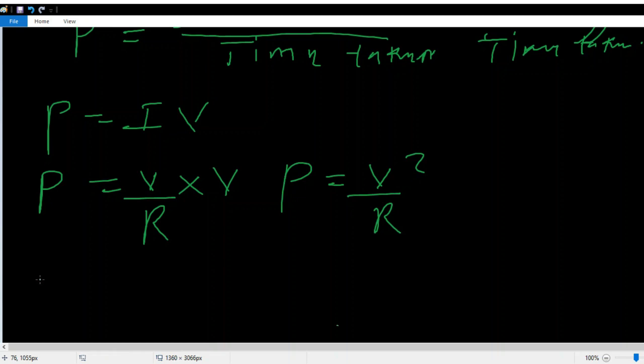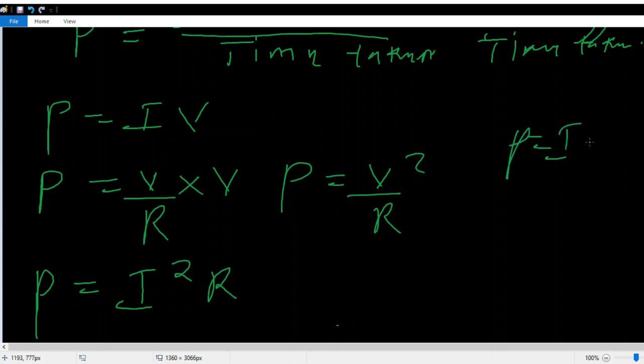The other formula, you can say power is equal to current squared times resistance. Let us come back to this one. We know that power is equal to current multiplied by voltage. Voltage is found by saying current multiplied by resistance. So power is equal to current squared resistance, which is the same as this one.